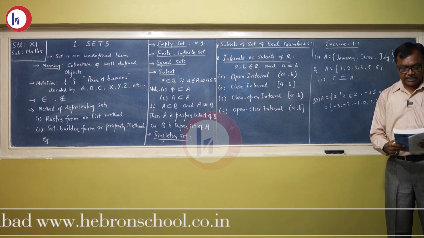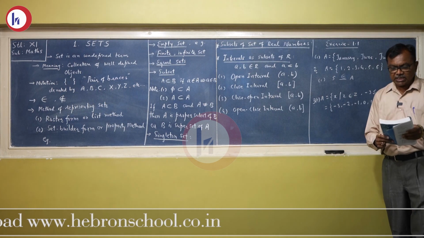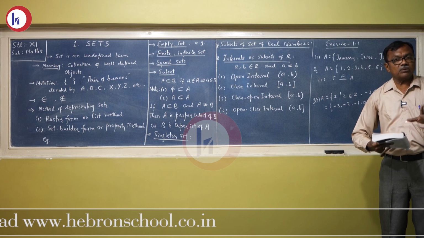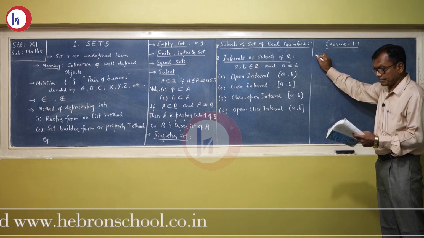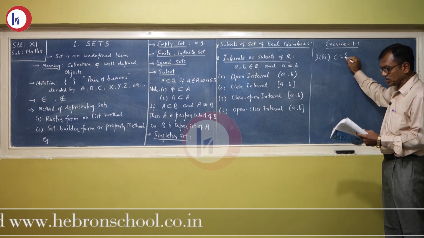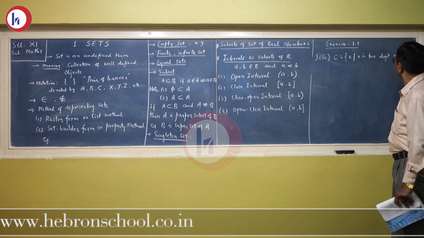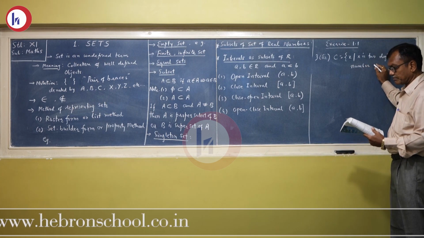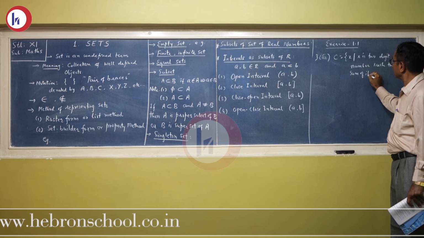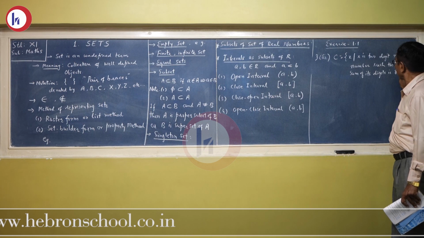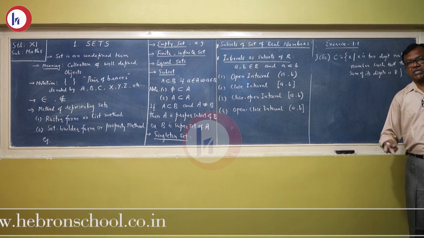Third example, set C equals x such that x is a 2-digit natural number such that the sum of its digits is 8. Now natural numbers start with the digits 1, 2, 3, 4, 5, 6 up to infinity. A 2-digit number starts with 10.